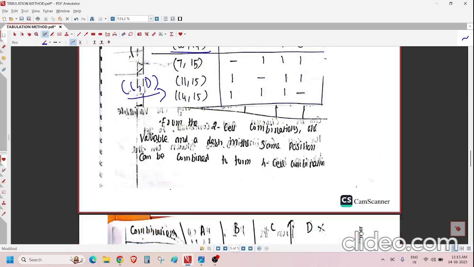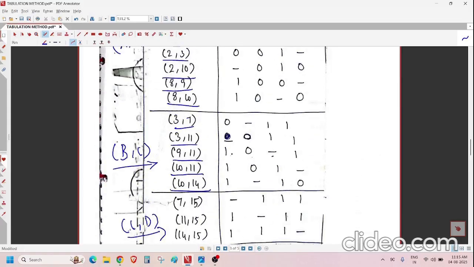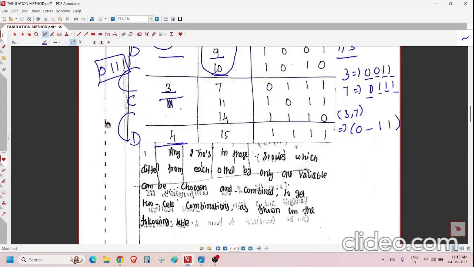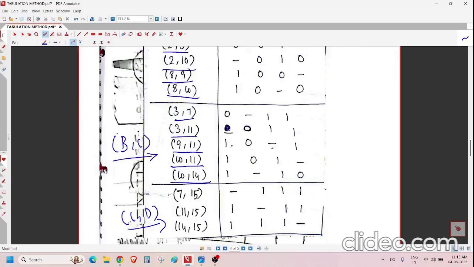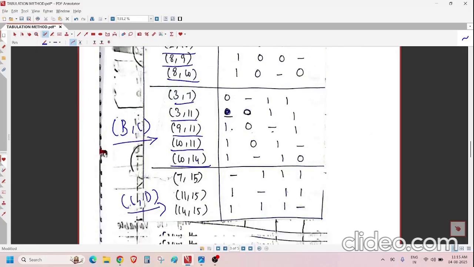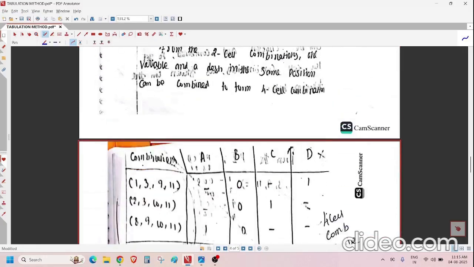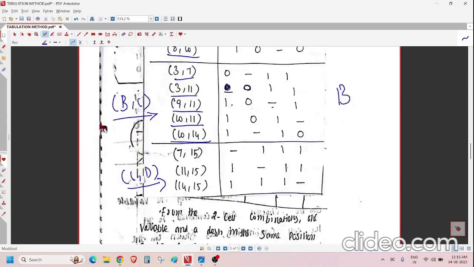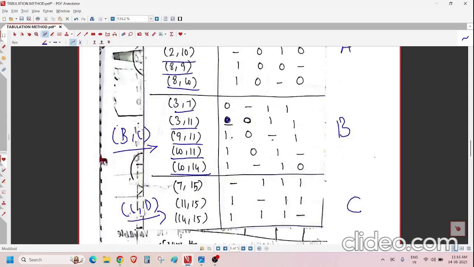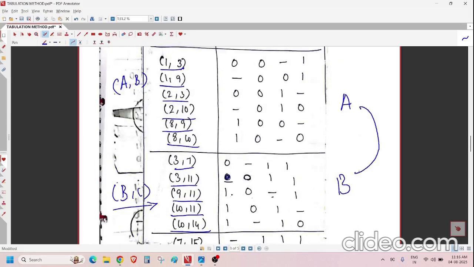So the next table is the four cell combination. Same concept. Now the number of rows, actually 4 rows, will be reduced to 3 rows. Then the 3 rows will be further reduced to 2 rows. That is the concept of four cell combination. Here the concept is the same. Now consider this is A and this is B. Now you have to compare A with B and then B with C.